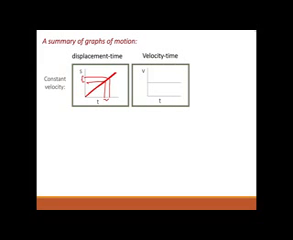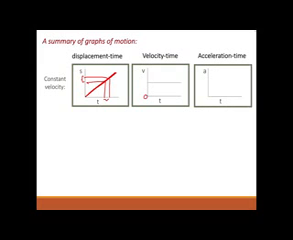As a result, the velocity time graph is a horizontal straight line. In the positive direction, it's above the origin, as shown here. In the negative direction, it's below it. What it means, though, is there's no acceleration. So your acceleration time graph can be drawn on the x-axis.